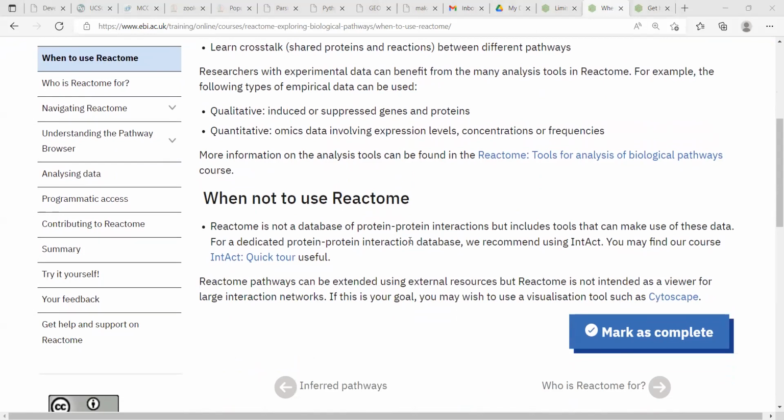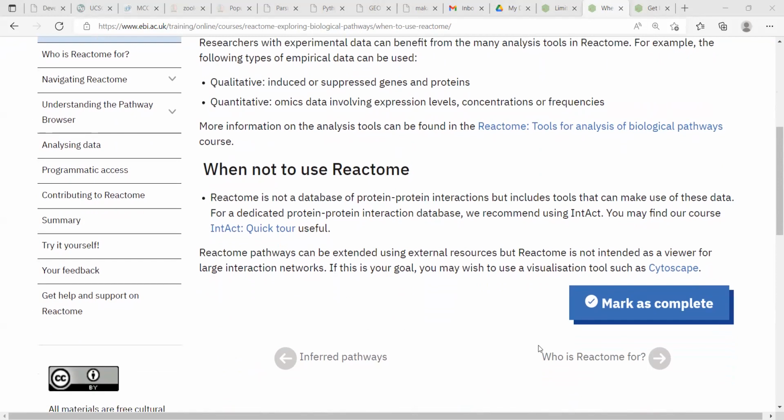And when not to use Reactome? There is also another question. As the reactions data are incorporated in the Reactome data, obviously, when you are interested to find protein-protein interaction data, you will not use Reactome. Okay, so it is a very common fact. For interaction prediction or interaction data, you can use many different databases like IntAct, DIP, etc.